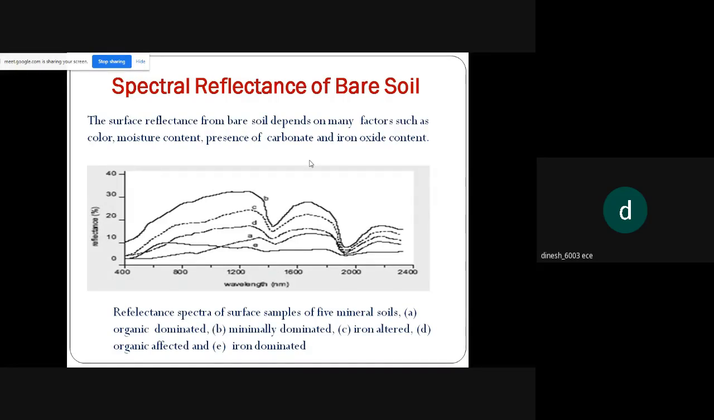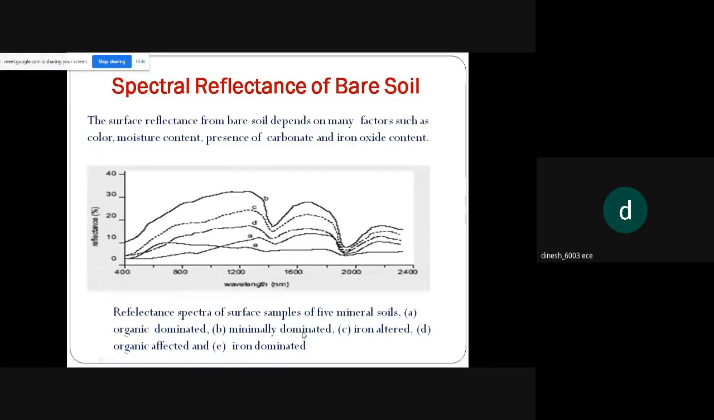When electromagnetic radiation falls on the surface of the earth, what happens? How many minerals, constituents or how much moisture can be obtained with respect to reflectance in percentage on the y-axis. So you can see A is the curve. This curve is meant for organic dominance. When the electromagnetic radiation falls on the surface of the earth, if organic matter is present, then you will get this type of variations at different wavelengths.